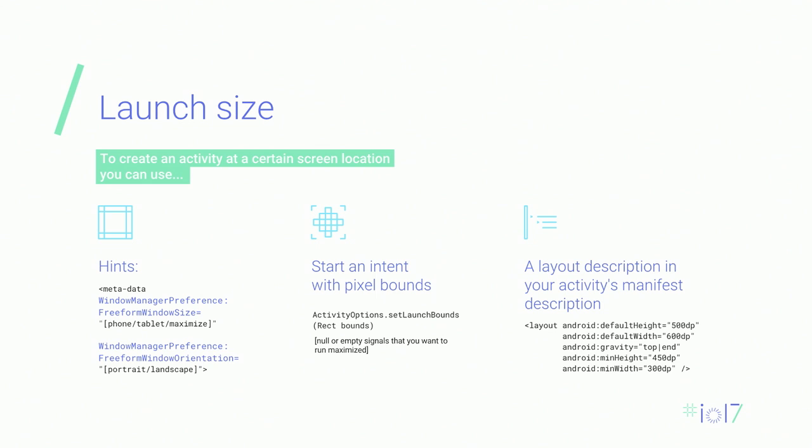Then the next thing is you can start your intent with a special options command, which is already there since N. By specifying the set launch bounds, you can then move your window to a certain size and location. And the last possibility you have is, for every intent, you can also specify a layout command, which allows you to give a minimum size, a default size, and where it should be laid out on the screen. Should it be left, right, top, and so on.